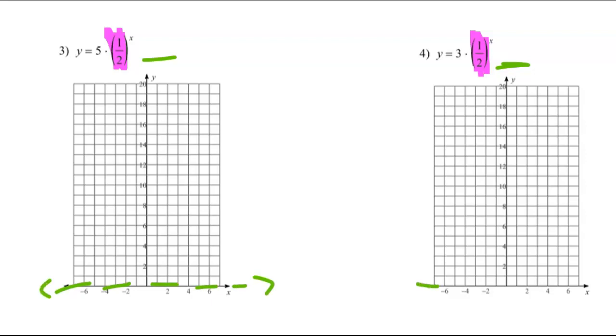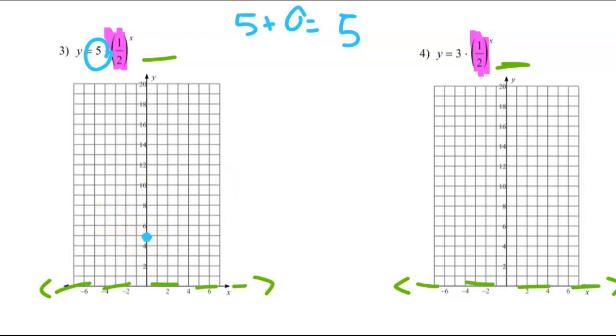I'm going to go ahead and put that on both of these since we can see that pretty easily. And then I'm going to move forward to number 3. So I can see that my initial value is 5. So I'm going to add that to my asymptote, and that's just 5, right? So I'm going to go ahead and put that on my y-axis.